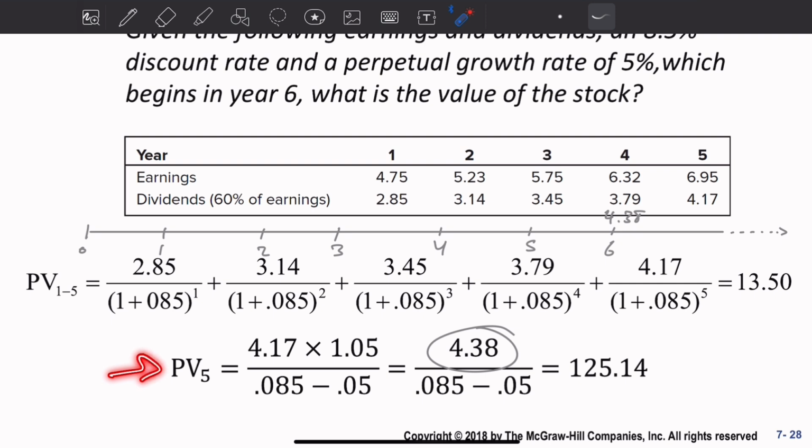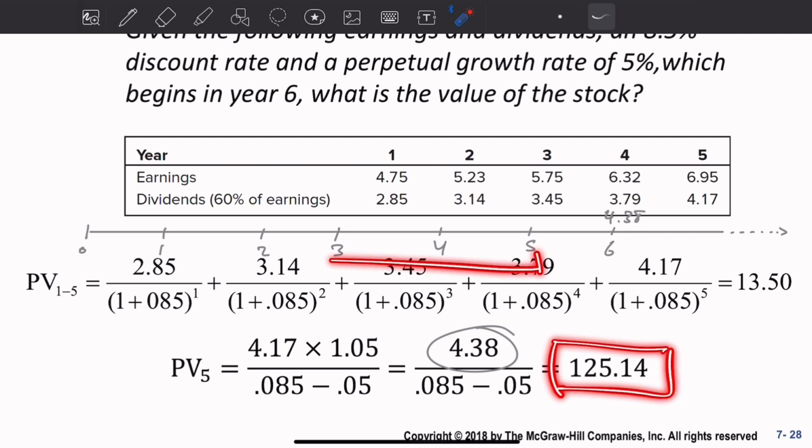What we have done in this calculation is that we have taken all of these payments right here, we've discounted them to here, to year 5. Okay, so this is the value of these dividends from the 6th year onwards at year 5. That means we're still going to take this amount and we're going to have to bring it back to the current time as well. And this is what we're going to do next.